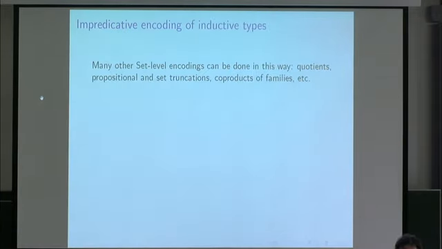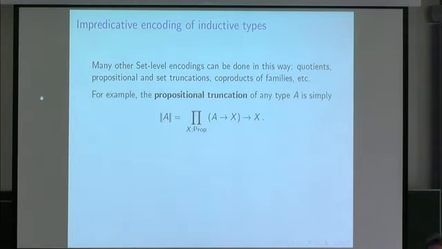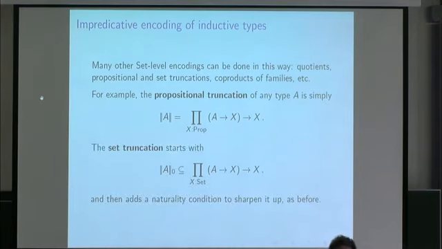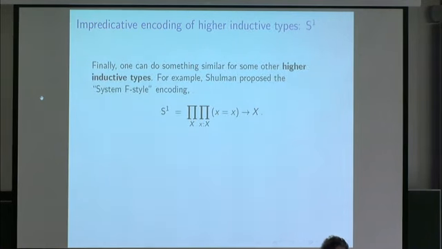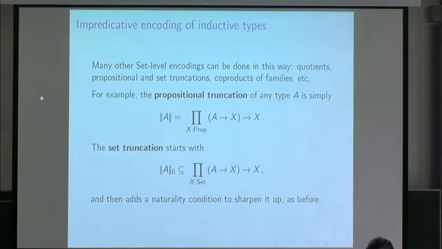Lots of other impredicative encodings can be done in this way. For example, the propositional truncation, if you're familiar with that from the old theory of types, where this was maybe called a squash type or a bracket type. Also the set-level truncation, and actually also the nth truncation for higher n's, but I won't go into that.